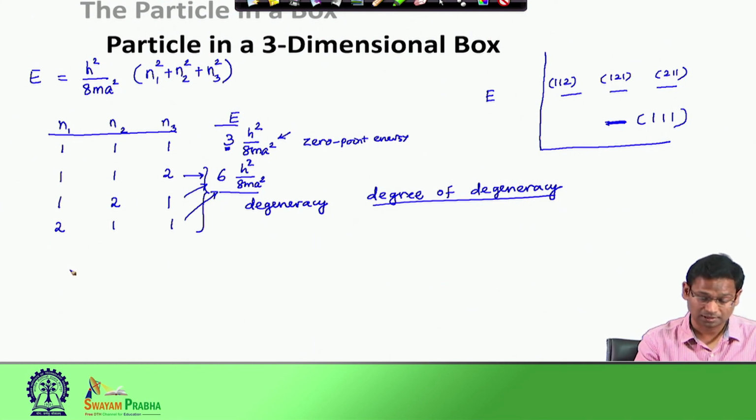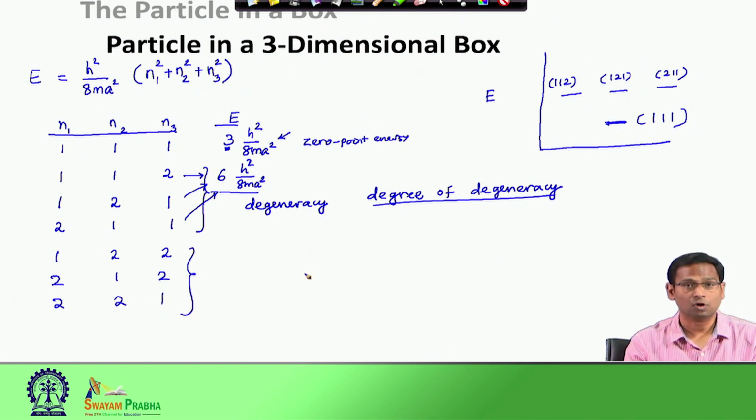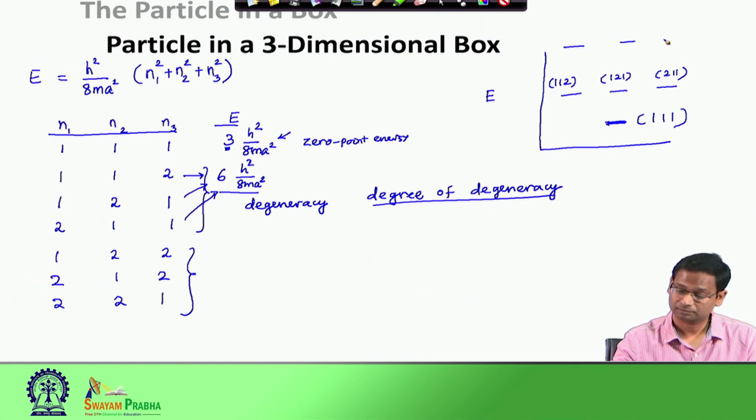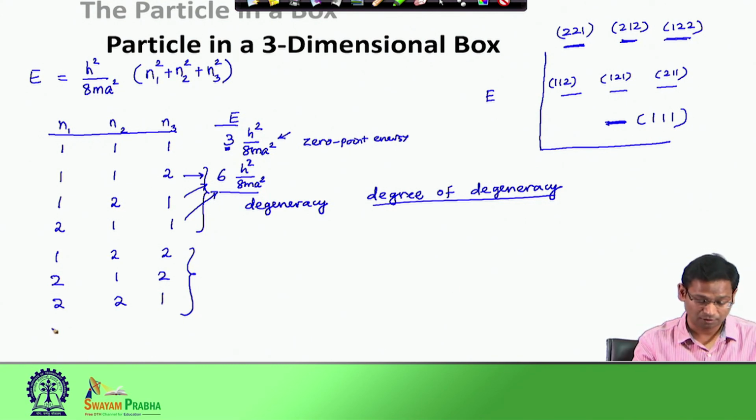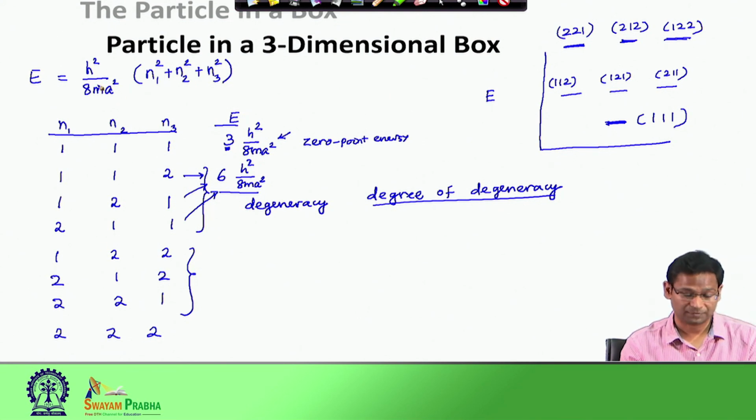We can continue our discussion further by making n2 and n3 as 2, whereas n1 is 1. Or similarly, we can do 2, 1, 2 or 2, 2, 1. You would see these three levels also represent a threefold degeneracy. Again, why are they threefold degenerate? Because there exist three different eigenfunctions that have the same eigenvalue. The next eigenvalue would be 2, 2, 2, which is 2 square plus 2 square plus 2 square, so 12 h square by 8 m a square, and this will again be a one-fold, non-degenerate solution.